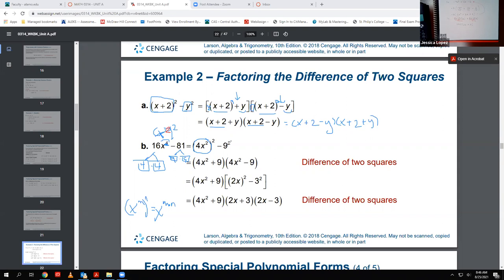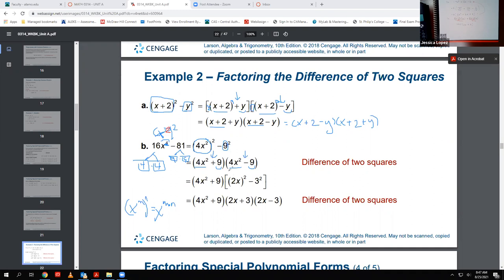And then the back one's a little bit easier. It's 9 that is being squared to give me 81. And so you follow the formula. You put the 4x squared in the front on both parentheses. You put the 9 in the back on both parentheses, and then you give one factor the plus in the middle, and you give one factor the minus in the middle.